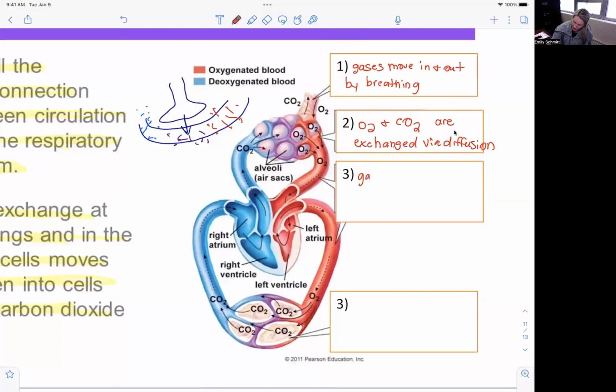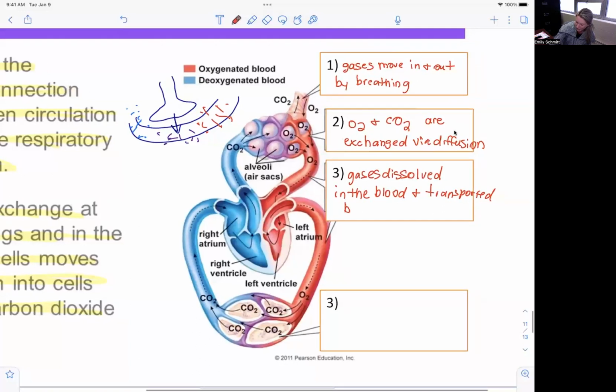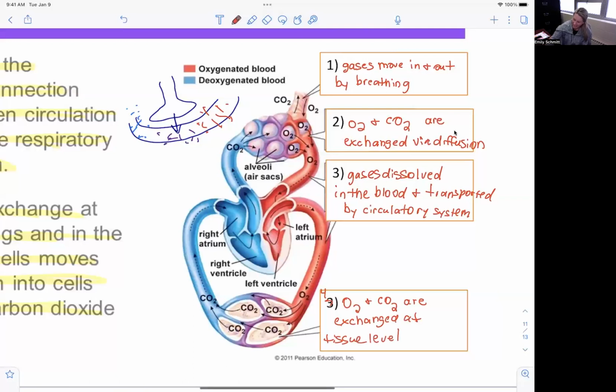So gases are now dissolved in the blood and transported by the circulatory system. So then, I should probably say 4. Oxygen and carbon dioxide are exchanged at the tissue level. And this is our aerobic metabolism.